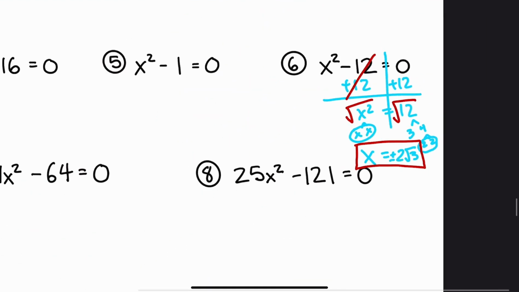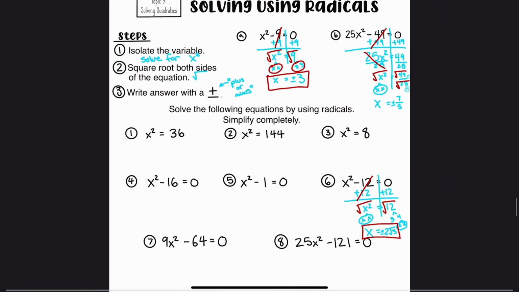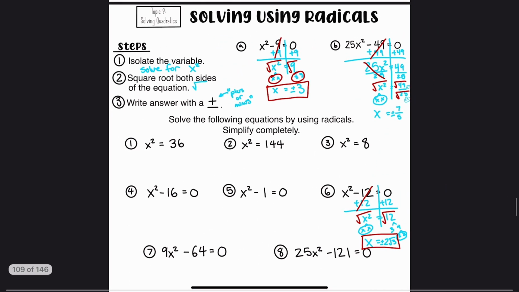All right. So that's what we got going on here. If you have questions, let me know. But that's the basic gist for these types of questions.